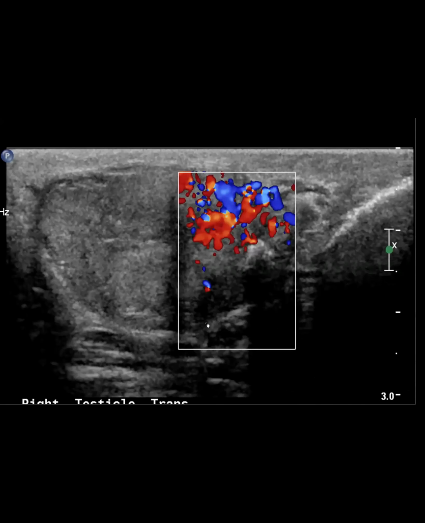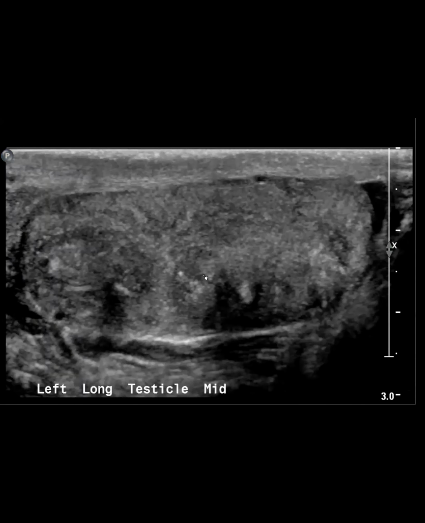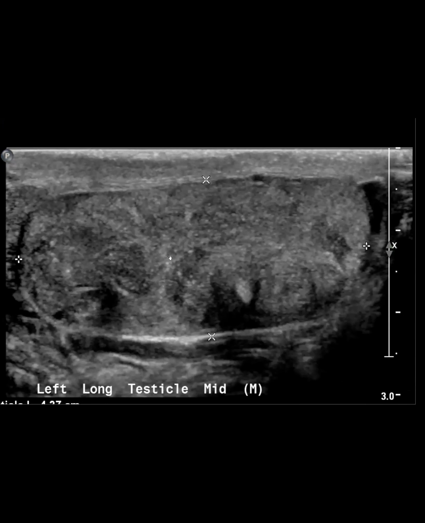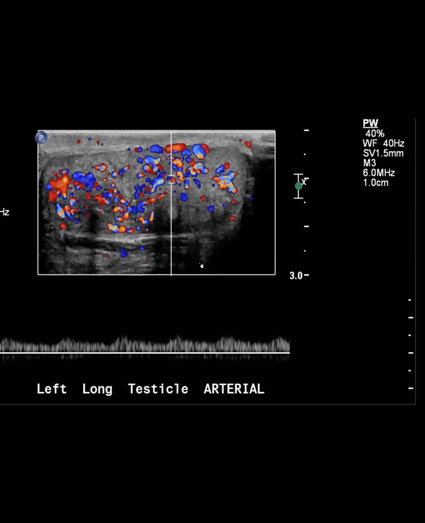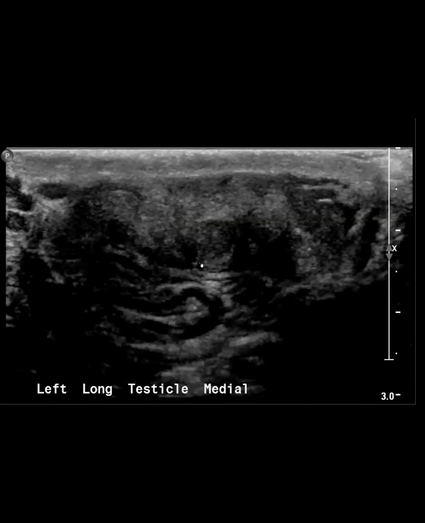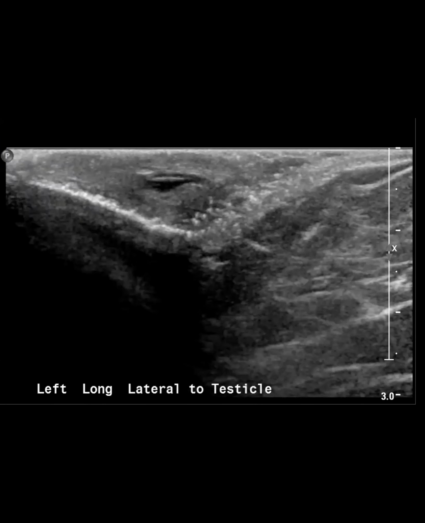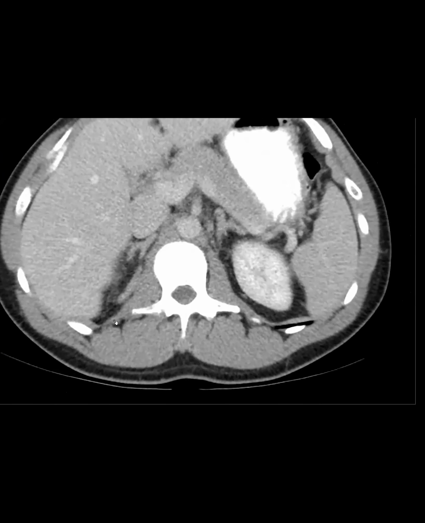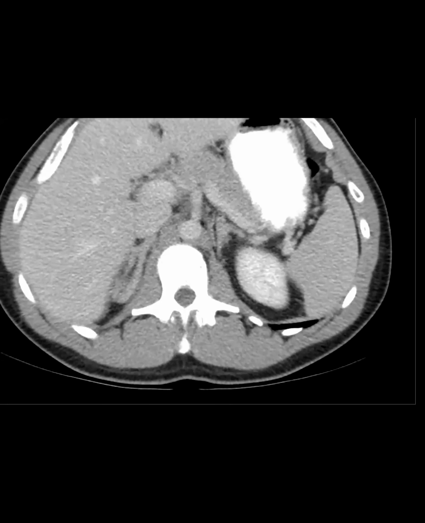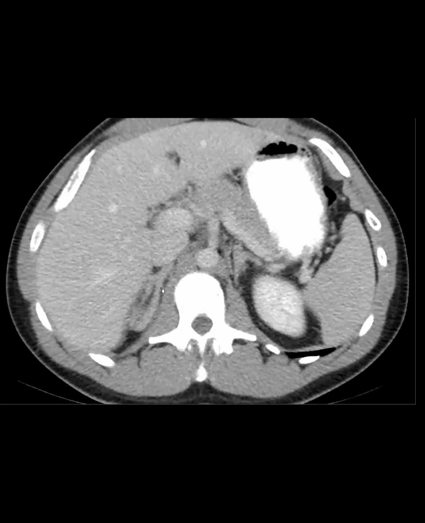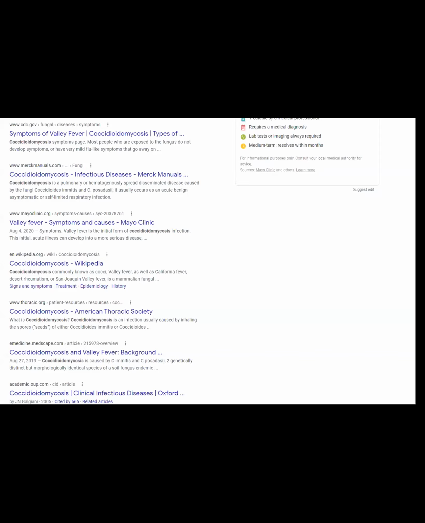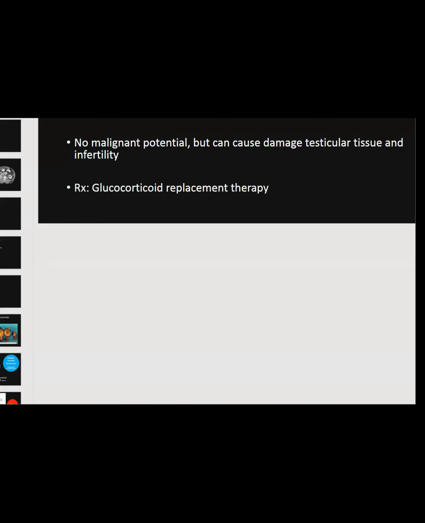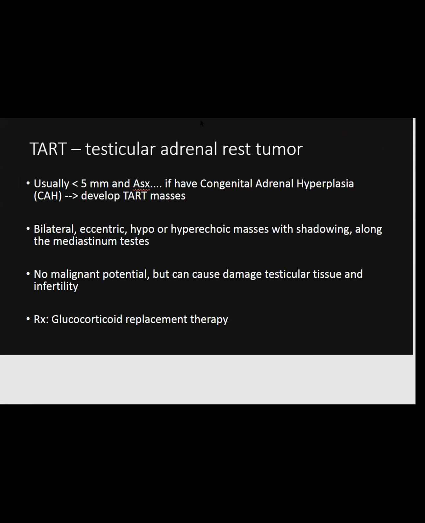And then to show you, the left side also looked like the entire thing was almost diffusely involved. And actually, I had shown this case to Cookie and she immediately said, show me the patient's adrenal glands. You can see that they are thick and enlarged and hyperplastic. So this is the classic series of things that you'll see in patients that have congenital adrenal hyperplasia and testicular adrenal tumors. So I have a couple of slides about it.